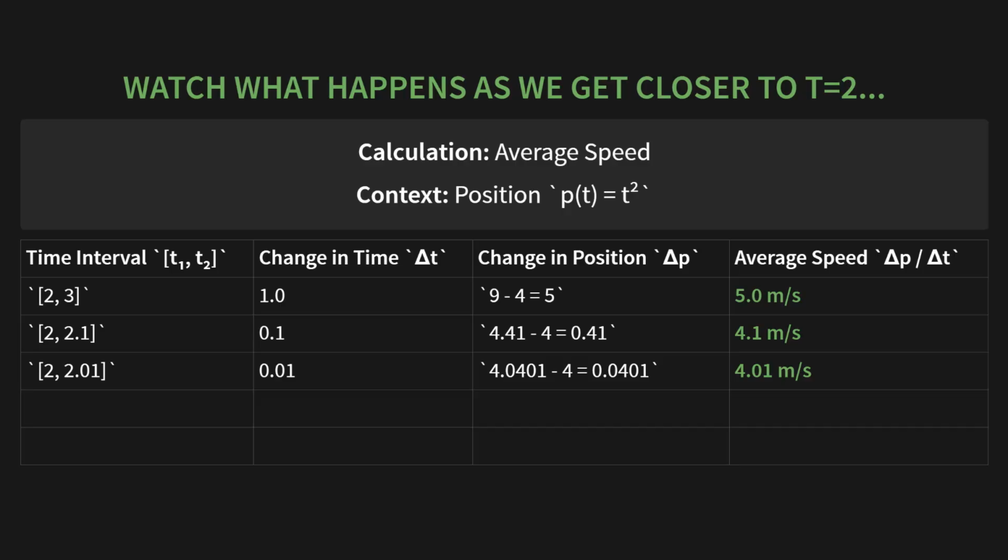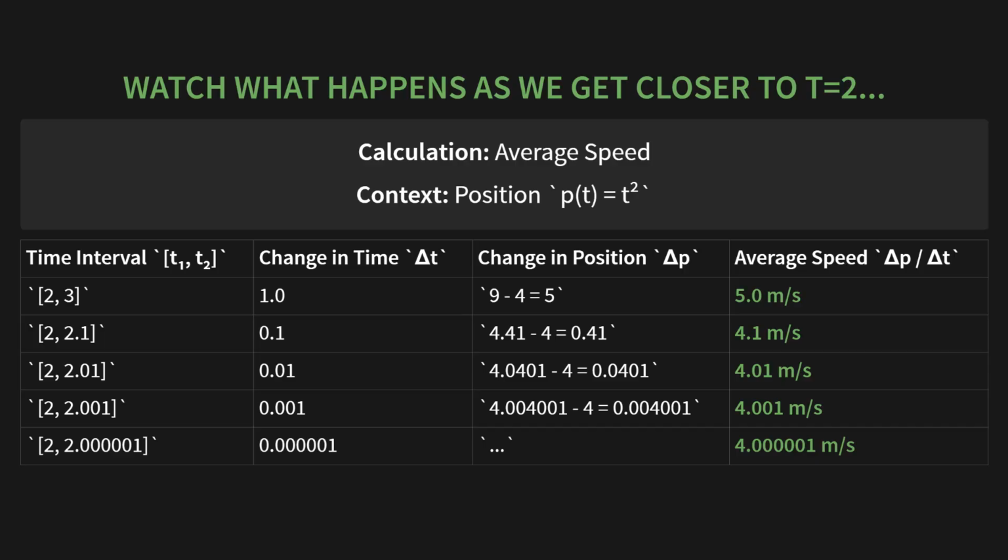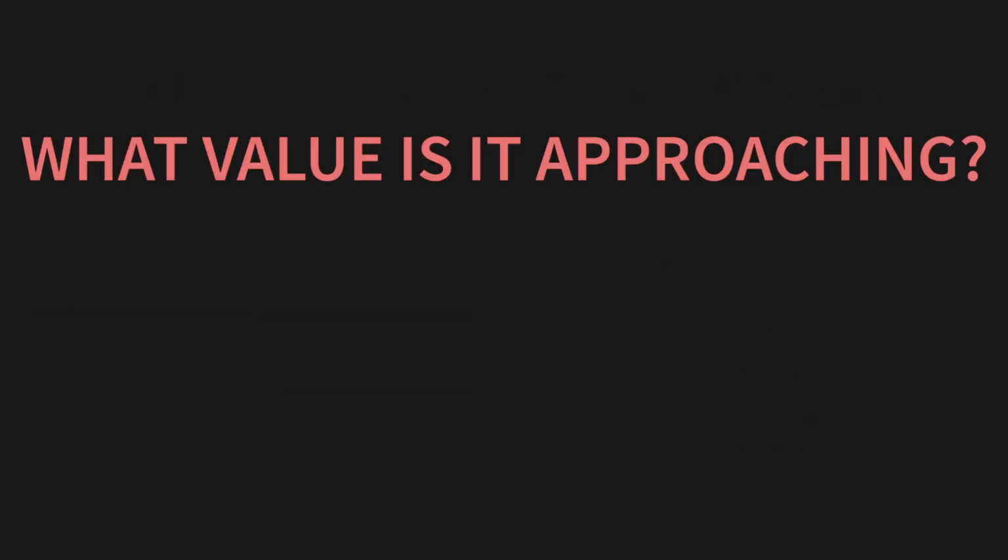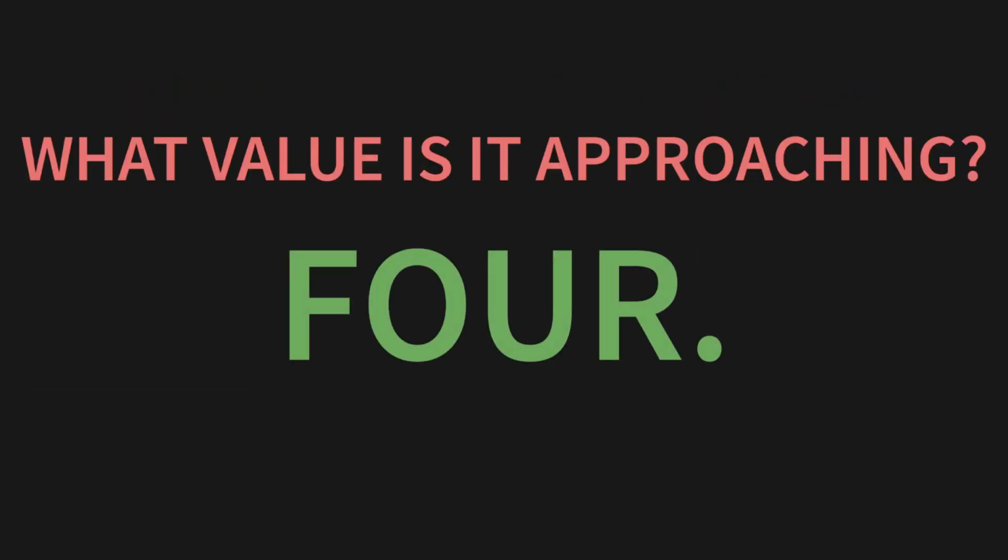Delta p is 4.0401 minus 4, which is 0.0401. And the average speed is 4.01 meters per second. Do you see it? The pattern is inescapable. The number is being squeezed towards a single value. What value is it approaching?